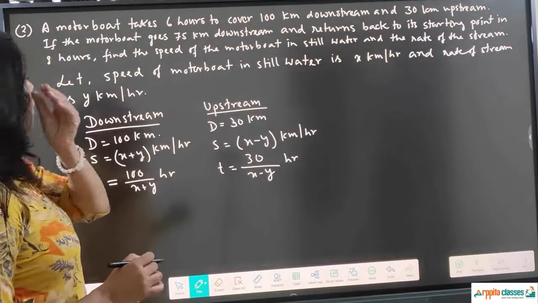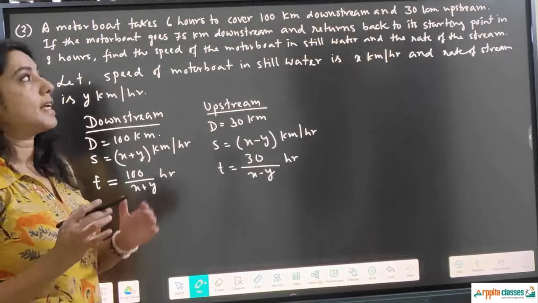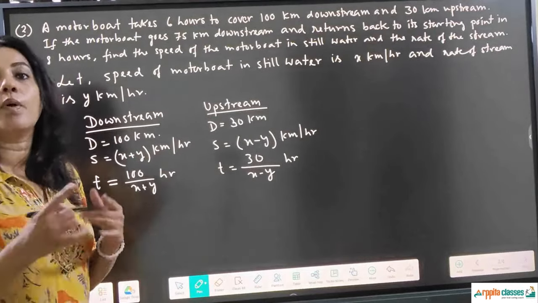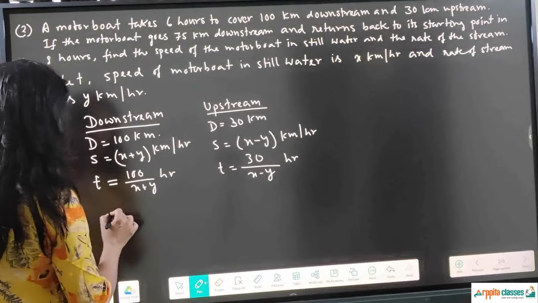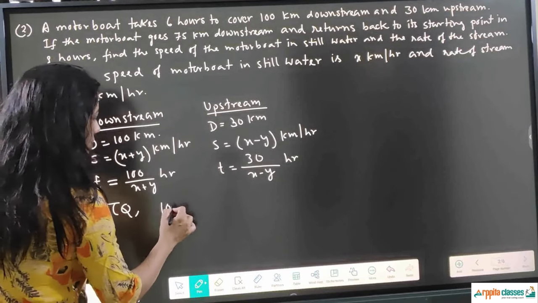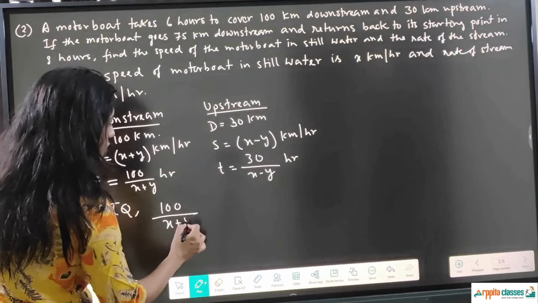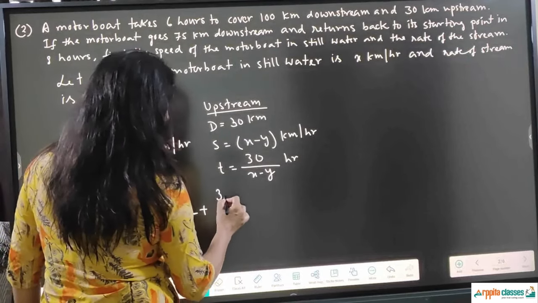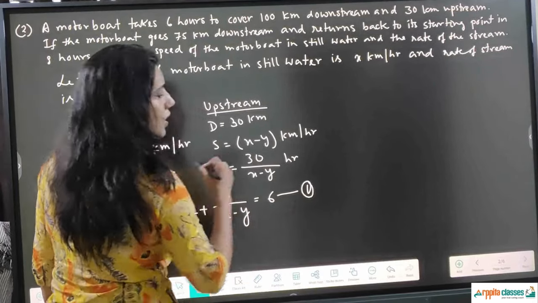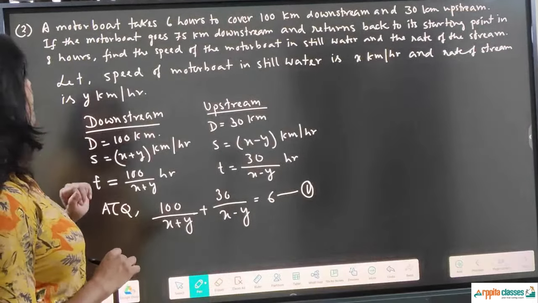They are saying that a motorboat takes 6 hours to cover 100 km downstream and 30 km upstream. To cover the entire distance, it is taking a total of 6 hours. That means this time plus this time is equal to 6 hours. So according to the question, my first equation is 100 upon x plus y plus 30 upon x minus y is equal to 6. This is my first equation.